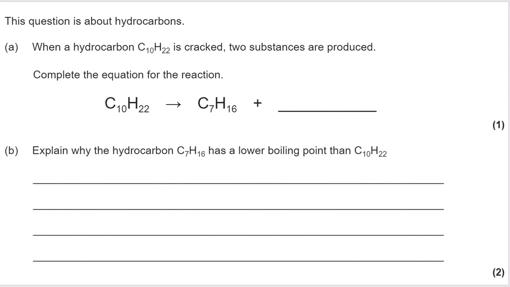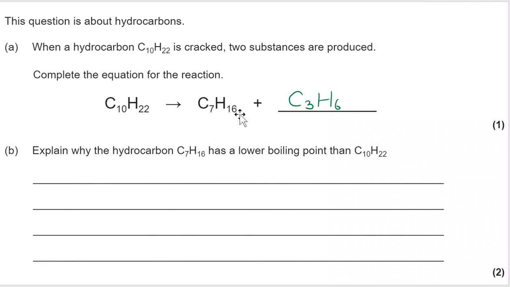So if we take a look at part A, hydrocarbon C10H22 is cracked and we make two substances. So complete the equation for the reaction. Well, C10 to C7 means that I've got 3 carbons left, and I've got 22 hydrogens here, only 16 here, which means I've got 6 hydrogens, C3H6, which is propene.